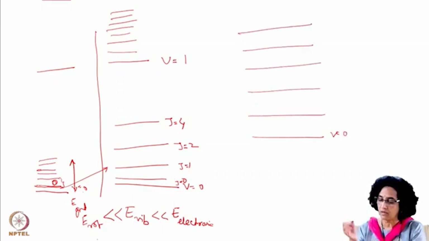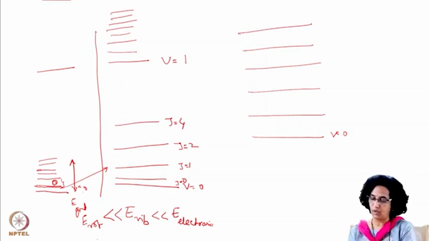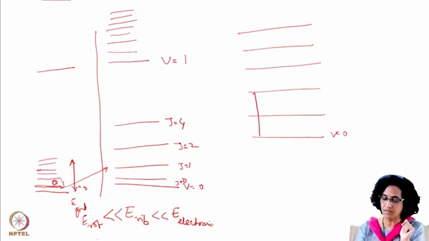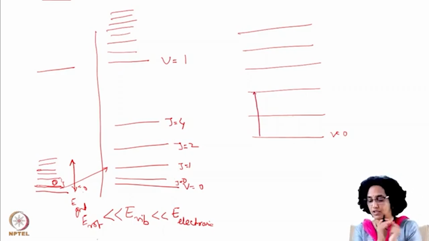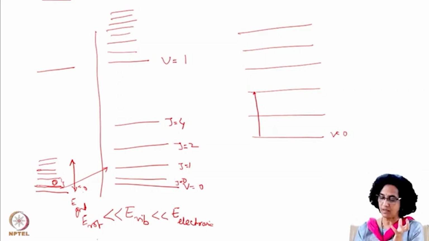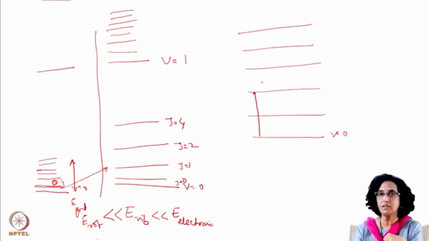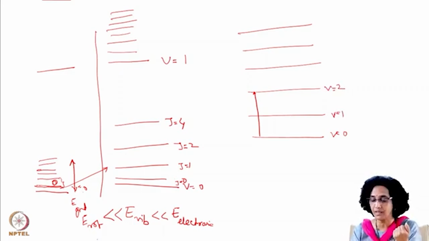Now, when this molecule is inundated with photons such that the photon energy satisfies this energy, is it possible for this molecule, which is in the ground vibrational state, to go to V equal to 1, V equal to 2? Is it possible for it to go into the V equal to 2 state?